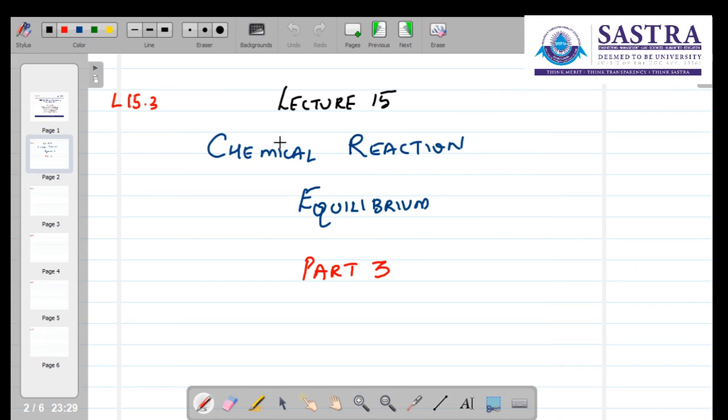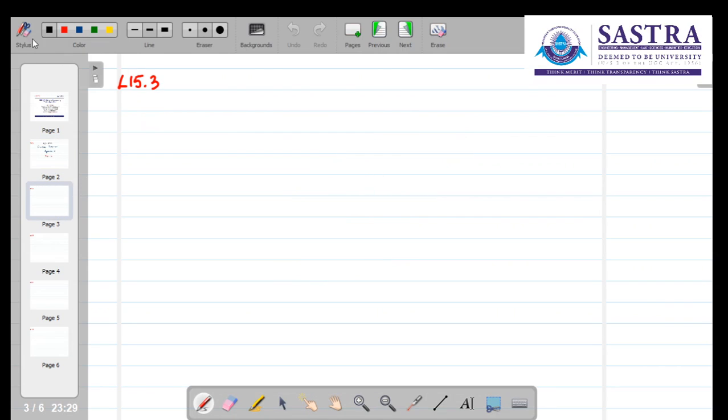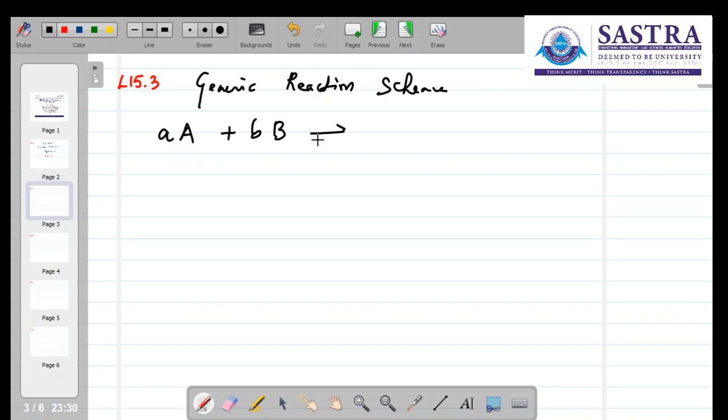We are in lecture 15 part 3, and in this lecture we are going to see the criteria for a chemical reaction equilibrium. So let us write a generic reaction scheme for a reversible reaction. Let's assume that a moles of A plus b moles of B are reacting to give c moles of C and d moles of D in a system.